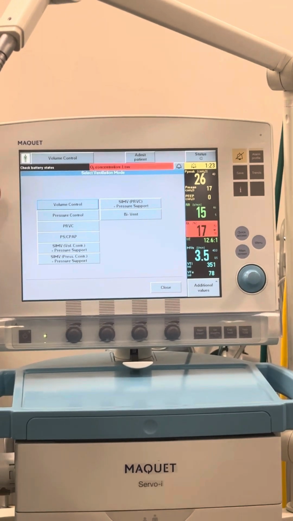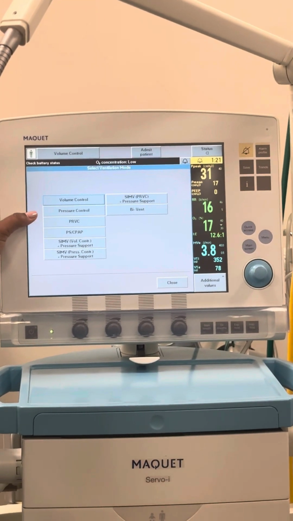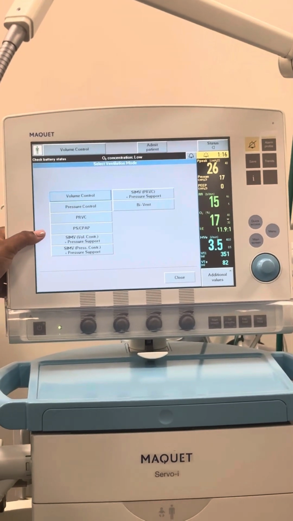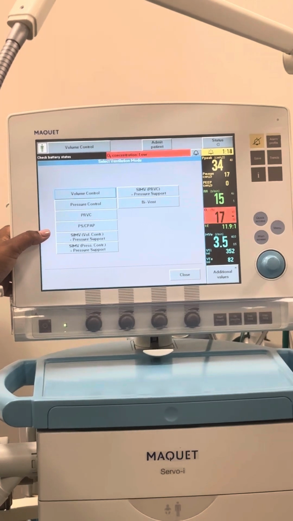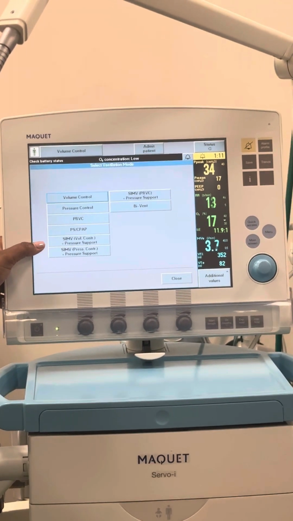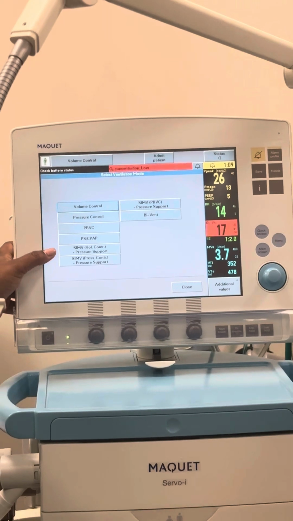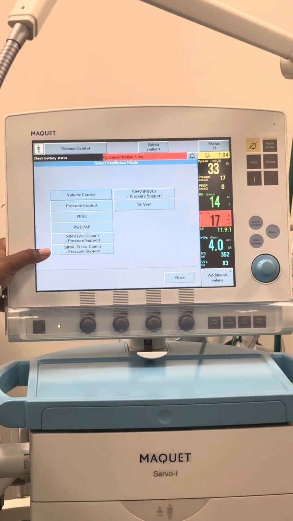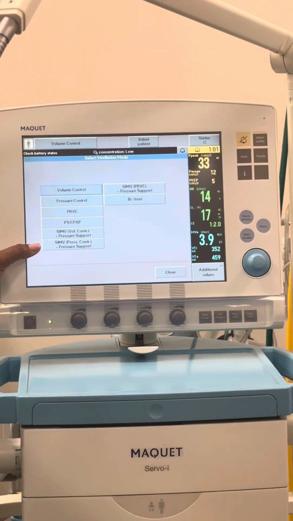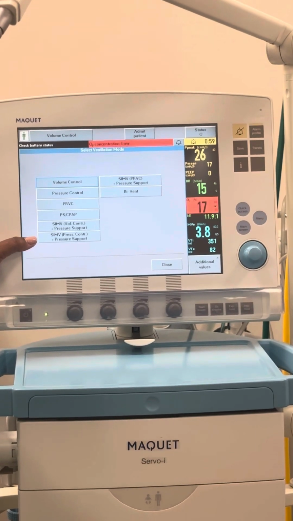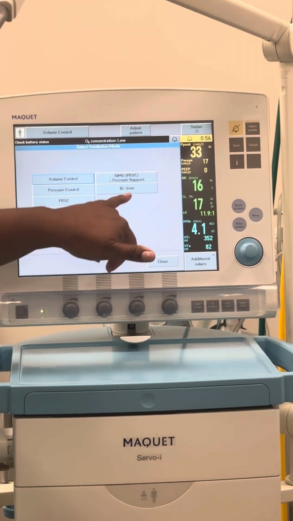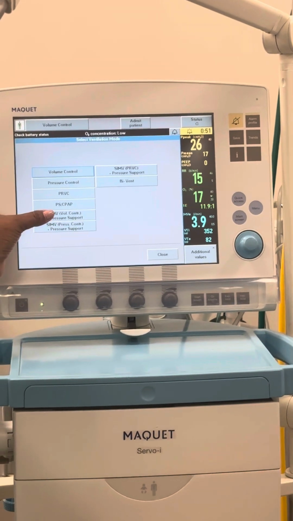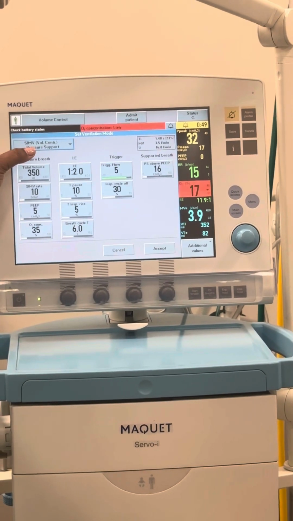Here it says volume control, pressure control. Well, that's not it. PRVC, that's not it. Pressure support CPAP, not yet. That's the one that we're going to go to last. SIMV volume control, in parentheses, plus pressure support, or SIMV pressure control plus pressure support. You could do either one, but I went from AC-VC, so I'm going to do SIMV-VC, all right? And of course this was PRVC, and that was BiVent, kind of like bi-level, all right? So I'm going to choose SIMV volume control plus pressure support.